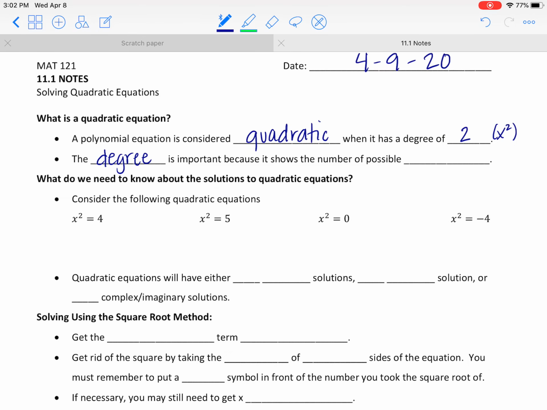Now, why is it important to know that it's quadratic or that it has a degree of 2? Well, it's going to tell us lots of things. In terms of equations, which is the focus for today, the degree is important because it tells us the number of possible solutions. And that's important, right? If we're solving an equation, we want to know how many solutions we're looking for. So in a quadratic equation, we are looking for 2 solutions.